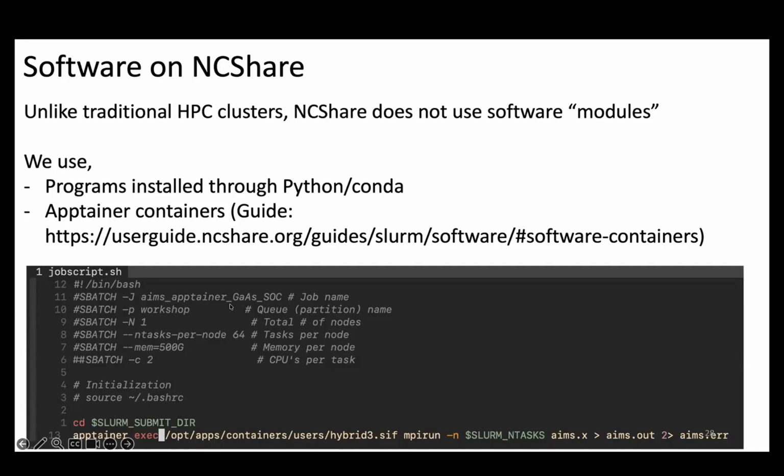This is just an example of if you're running a program through an Apptainer container, how do you submit it through a Slurm job? These are just the flags for the resource request, and you just call Apptainer exec and the name of the container. The next one is whatever program you're running through that container. In this case, this materials science code called FHI-aims, so you're running an MPI job through that.